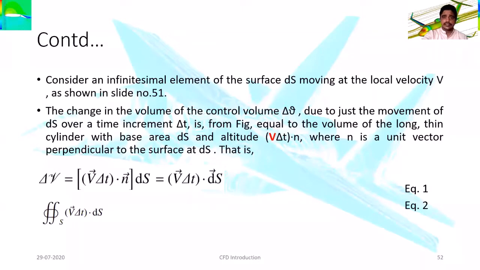Just to make it very clear, I'm again stressing at that point. Please don't get confused between this v and this v. Here one V, which is colored red, that is a bold V, representing the velocity vectorial, that is V bar. And here the V which is curved, let us call it for our understanding a small v. This small v is representing the volume, and this capital V with a bold letter is representing the velocity.